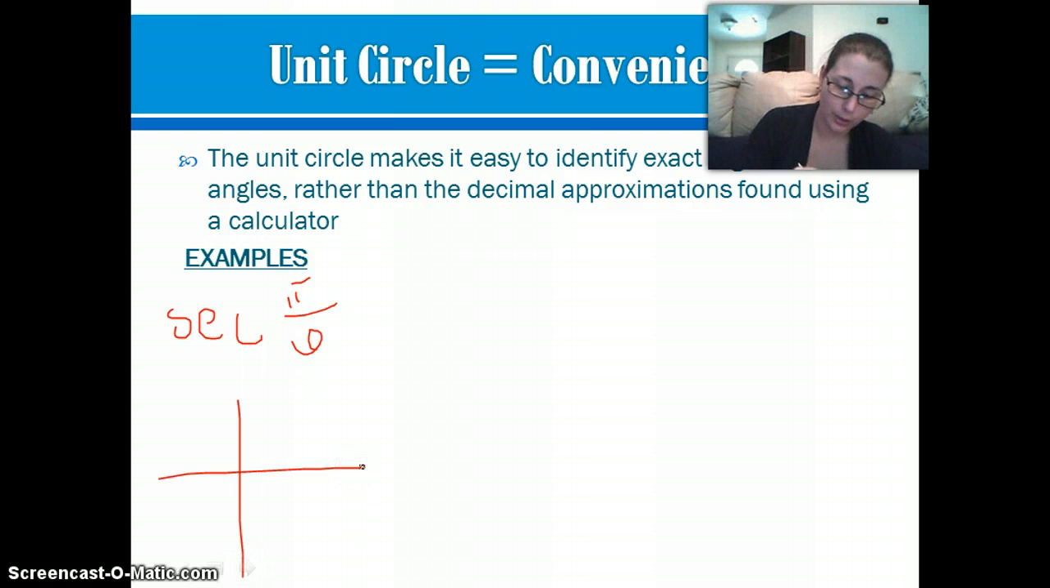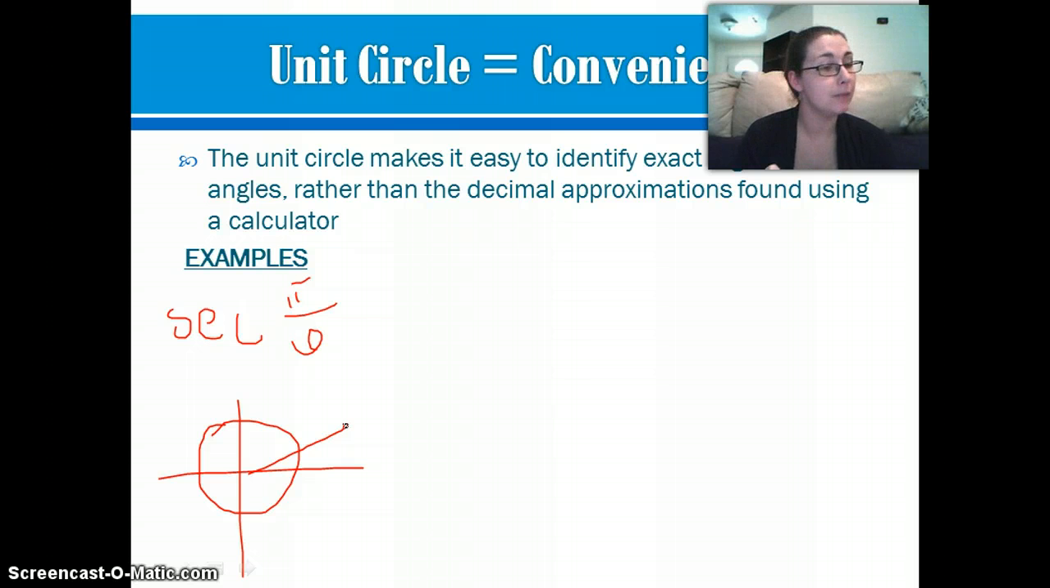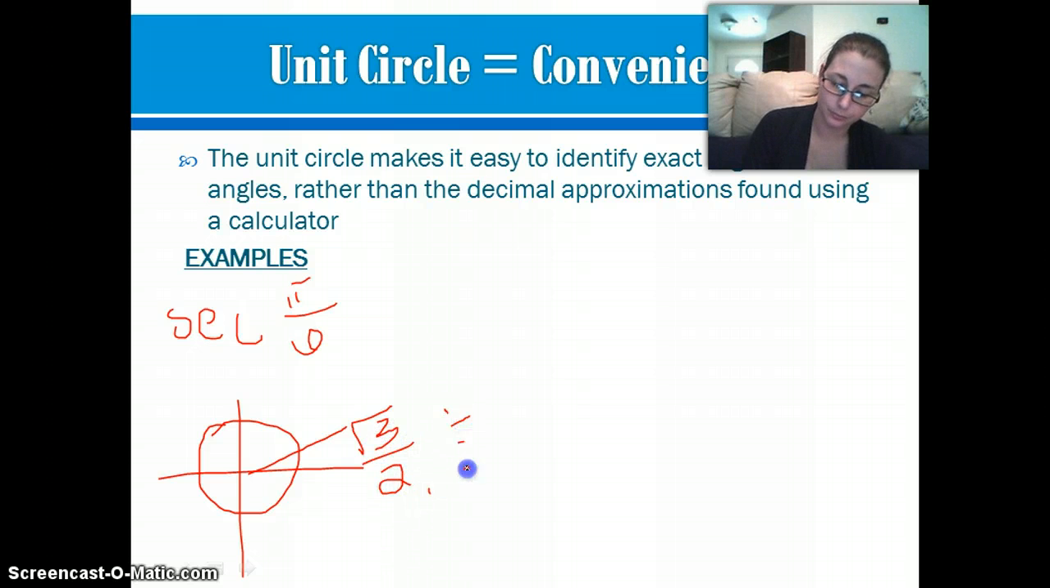Let me just draw a quick sketch. There's my unit circle. Pi over 6 is right about here. And the coordinates at that point are root 3 over 2 and 1/2. Now I can use that information in order to figure out what the secant of pi over 6 is. The secant is the same thing as 1 over the cosine.